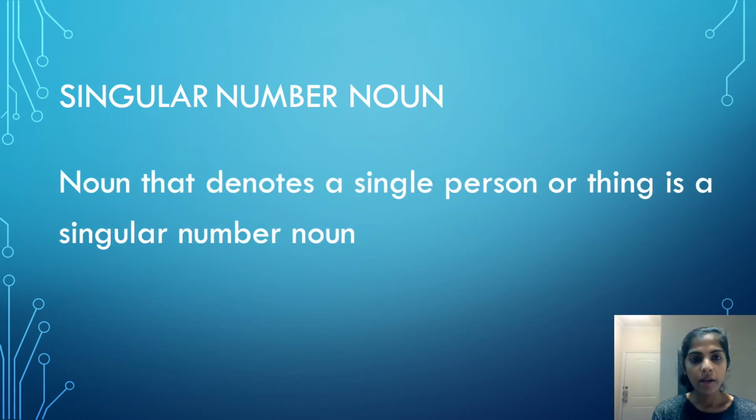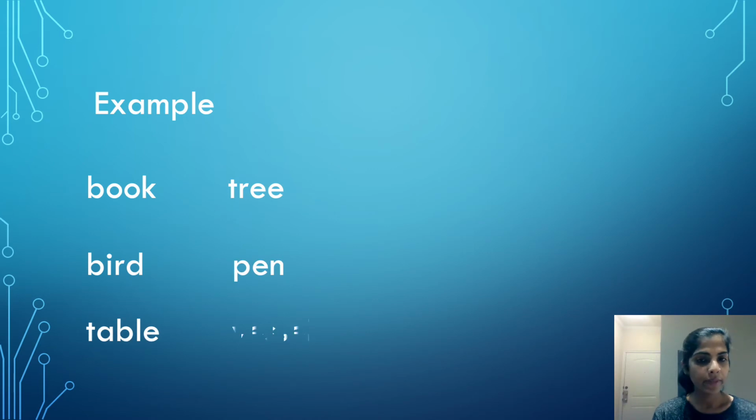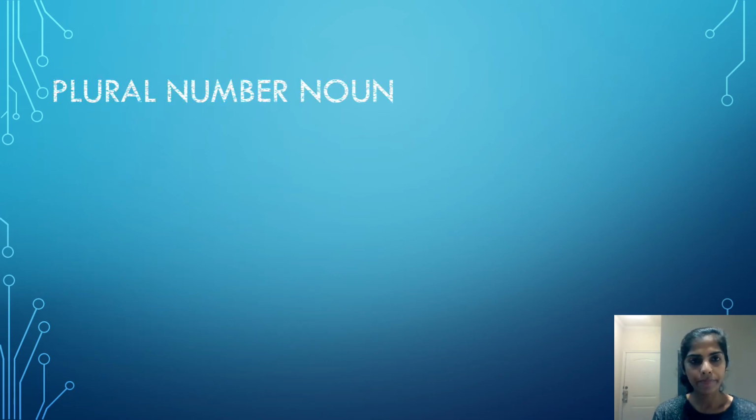Singular number noun. A noun that denotes a single person or thing is a singular number noun. So whenever you're talking about one person or a thing, that is a singular number noun. Example: book, one book, tree, bird, pen, table, vessel. These are all singular number nouns because all these denote one thing or person or place.